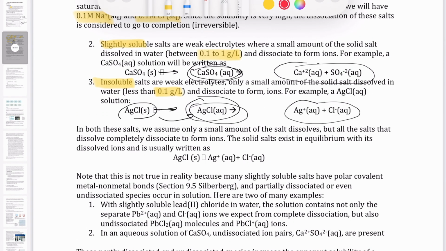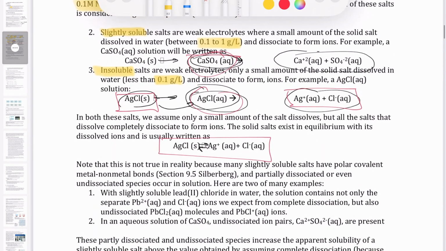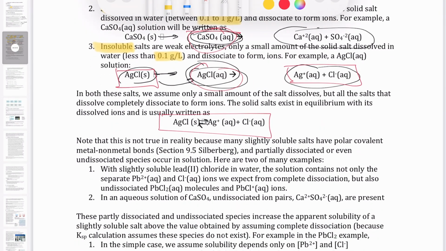Because we assume that these species don't exist, the reaction is just written bypassing that particular part. We start with the solid, we go directly to the ion. So the reaction you'll see most often would be something that's written this way, the part that I just highlighted. Again, there's an equilibrium here, which is between the solid version and the separated ion. So we bypass that middle portion, the dissolved salt that is still in the complex.